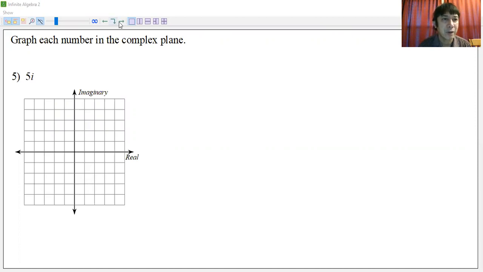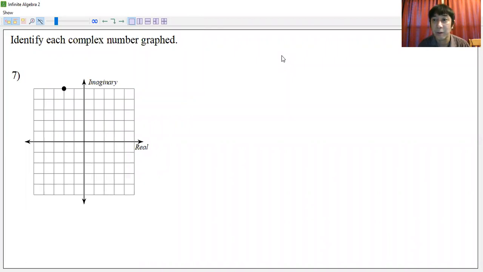Number 6. Graph each number in the complex plane. 3, -5i. So where is 3, -5i? That should be at the fourth quadrant. It must be over here. There, okay? That is 3, -5i. And we shall verify this. Okay, so it's correct. Next, we shall continue with number 7.